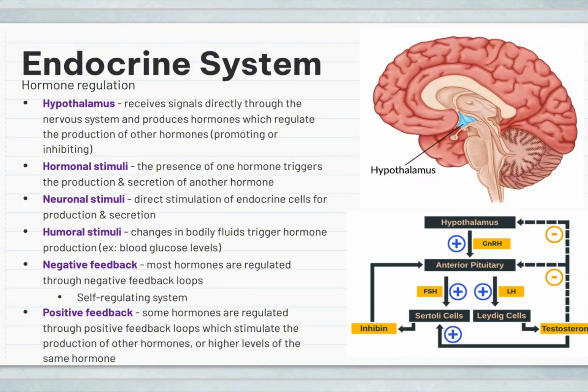Hormone regulation. There are some really important things within this section. The primary one being the hypothalamus. This is the part of the brain that receives signals directly through the nervous system and produces hormones, which then regulate the production of other hormones, so promoting or inhibiting hormones. Hormonal stimuli is the presence of one hormone, which then triggers the production and secretion of another hormone. Neural stimuli is direct stimulation of the endocrine cells for the production and secretion.